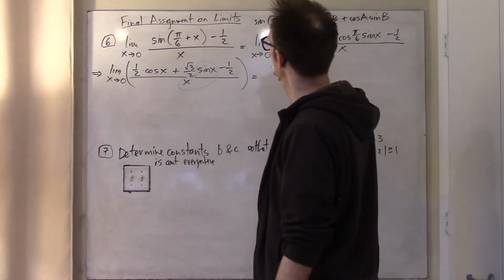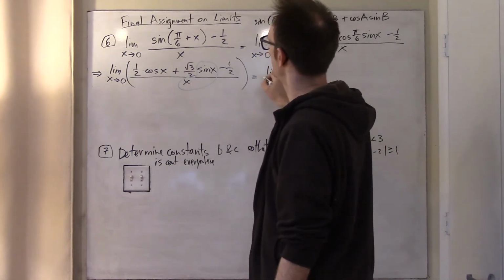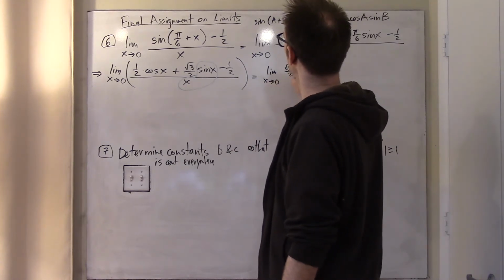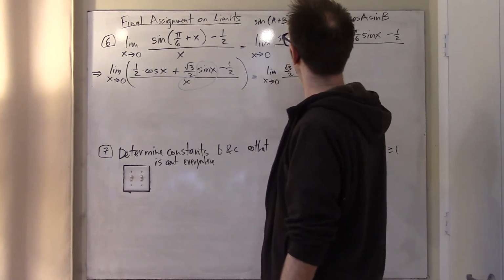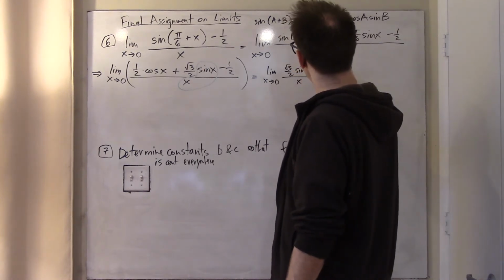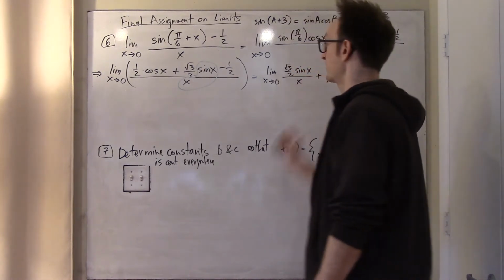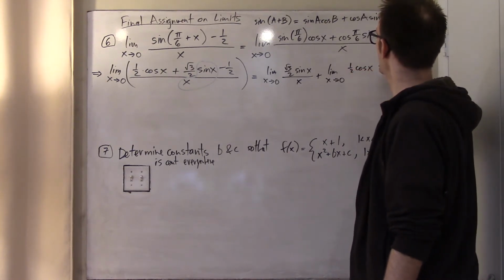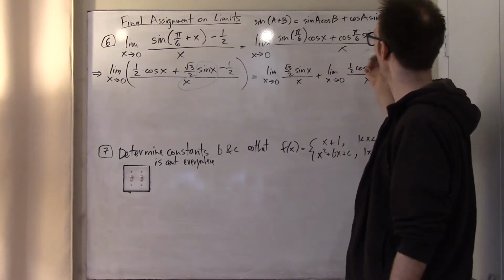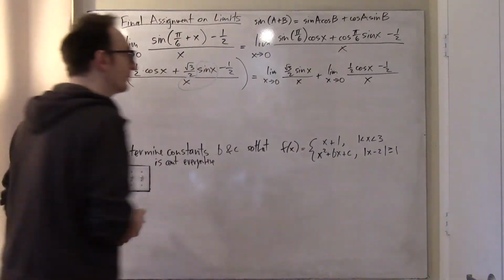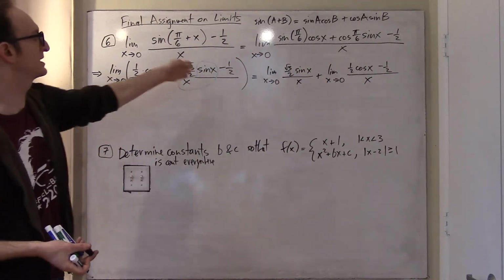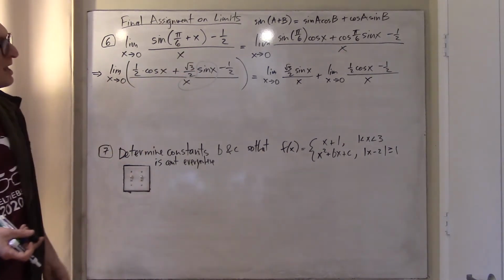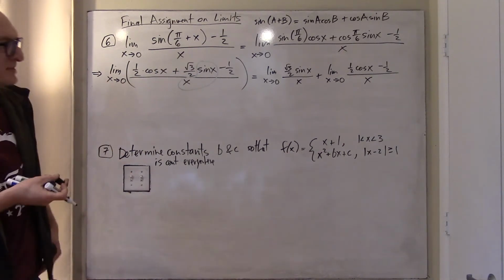So this becomes, maybe I'll do it in 2 steps, the limit as x approaches 0 of root 3 over 2 sine x over x plus the limit as x approaches 0 of 1/2 cosine x minus a half over x. Okay, I guess that's not so hard to see. What did I do? Once again, I just split this fraction up into 2 pieces, kind of extracting the middle term. But I also applied, limit of the sum is the sum of the limits.